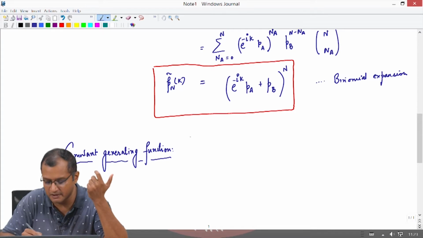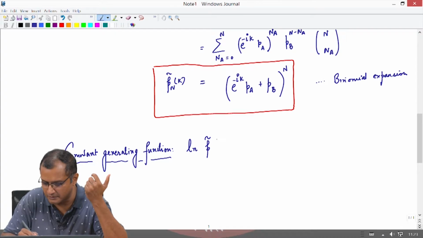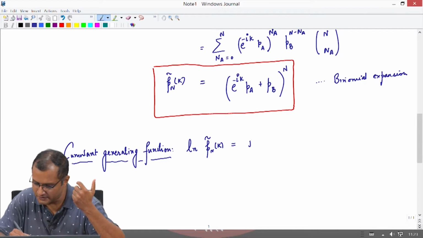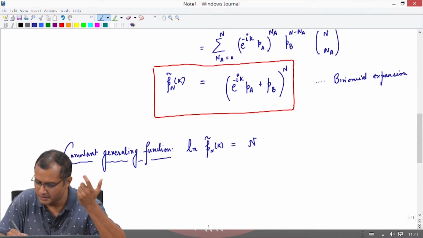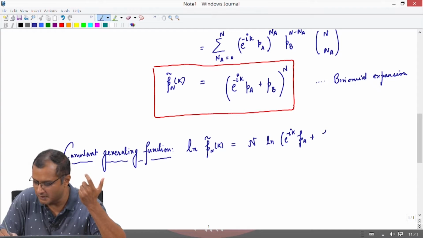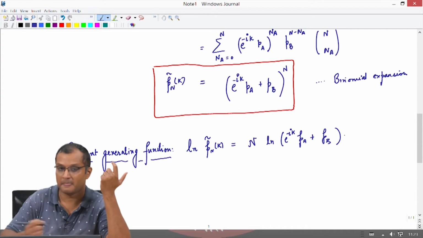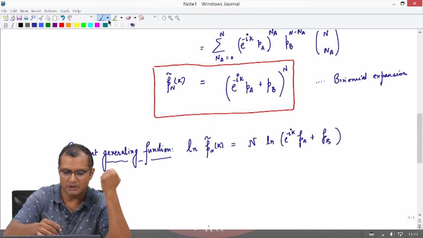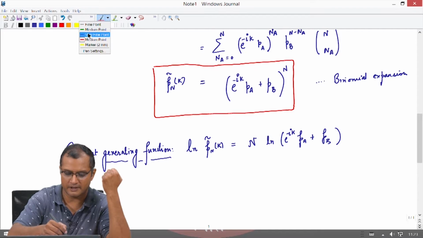Okay. So, the cumulant generating function can be computed by just taking a logarithm of the moment generating function or the characteristic function, which is nothing but n times the logarithm of e raised to minus ik p of a plus p of b. Now the equivalent generating function is also available with you. You can do a lot of interesting stuff with this.